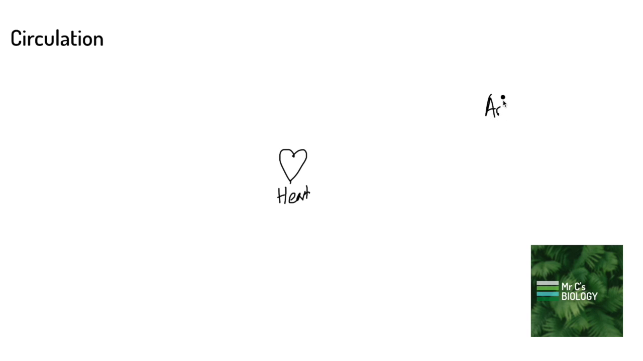We have arteries. Arteries carry blood away from the heart, and we can remember that because they start with an A. Arteries take blood away. Veins take blood towards the heart, and we can remember that because they've got the word "in" in them, so they take the blood into the heart or towards the heart.